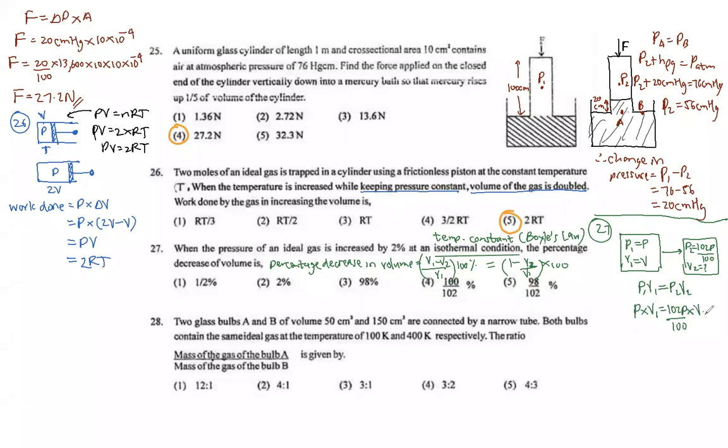So what we need in the question is V2 over V1, right? V2 over V1 equals 100 over 102, since the pressure gets cancelled out here. 100 over 102. Then to finish this off, it is 1 minus 100 over 102, into 100. People, what is the answer we are going to get?